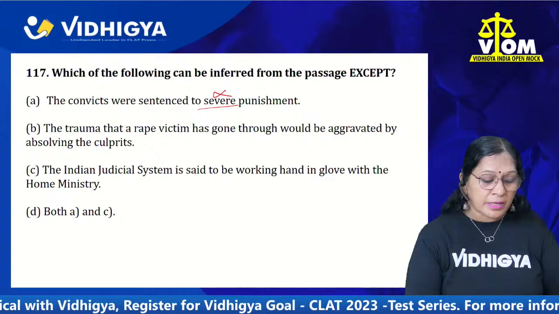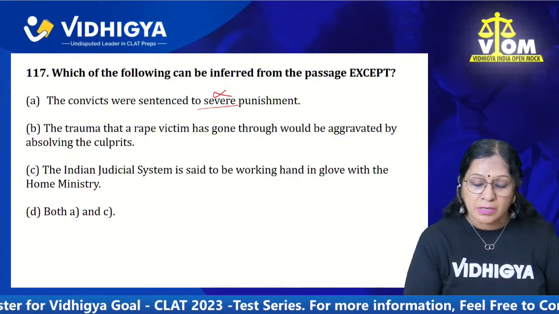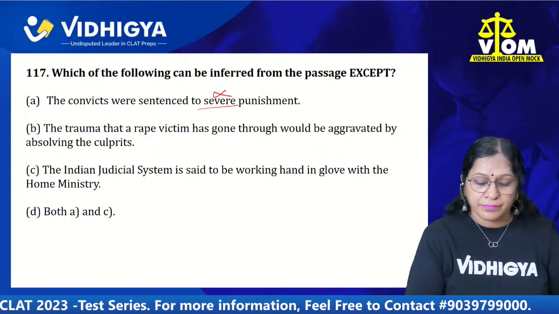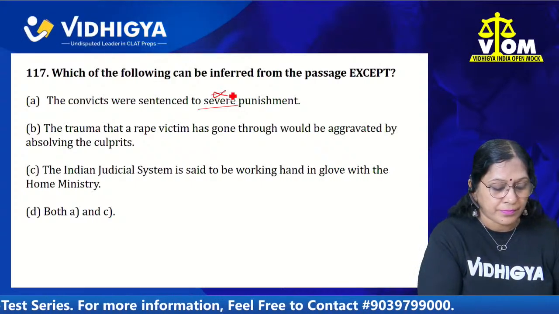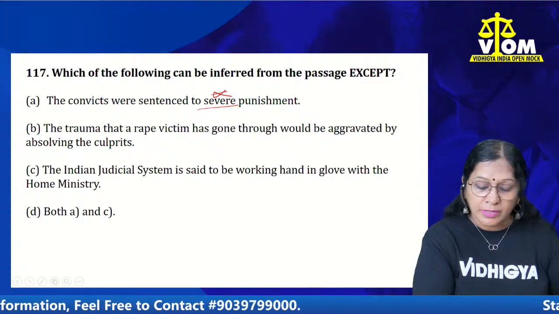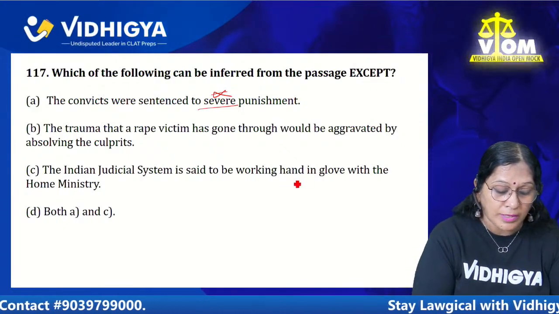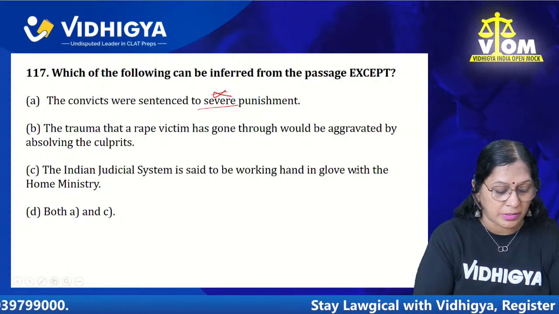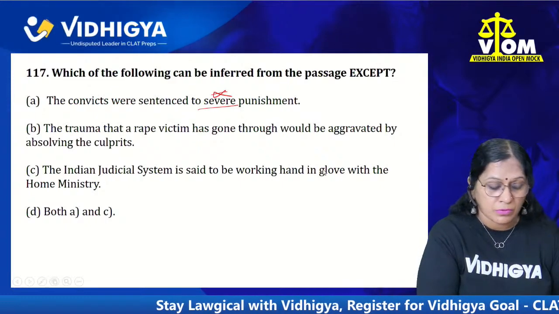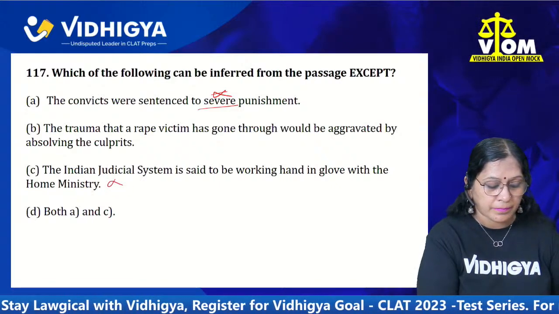The trauma that a rape victim has gone through would be aggravated by absolving the culprits. Possible? The Indian judicial system is said to be working hand in glove with the Home Ministry. But the judicial system is not working hand in glove with the Home Ministry, no? As I said, the judicial system was separate. So this is also not correct.